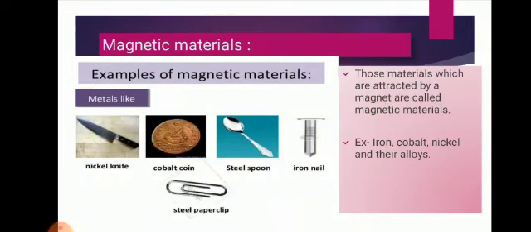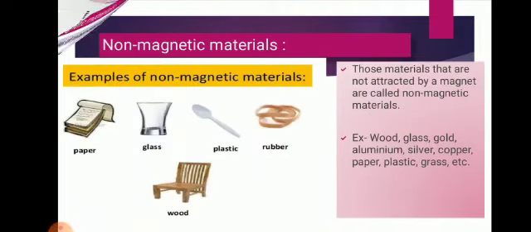First is magnetic materials. Those materials which are attracted by a magnet are called magnetic materials. The most common and important magnetic materials are iron and steel. Apart from that, nickel and cobalt are also magnetic materials. These are examples of metals that have magnetic properties. One thing you have to note is that magnetic material can be magnetized, which means that magnetic material can be converted into magnets.